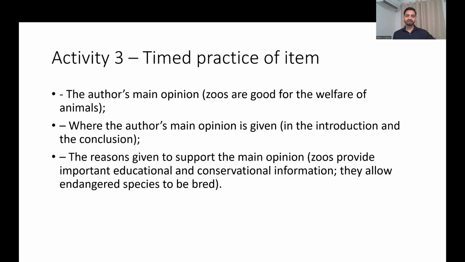All right, so let's look at this time practice that we looked at just now. The author's main opinion is zoos are good for the welfare of animals. That's clear from the main opinion in the introduction, where the author's main opinion is given in the introduction as well as in the conclusion. So in this example, he's made it clear in his introduction what side he was arguing for, and he also makes it very clear by restating it. What are the reasons that he gives for supporting the main opinion? Zoos provide important educational and conservational information, and they allow endangered species to be bred.